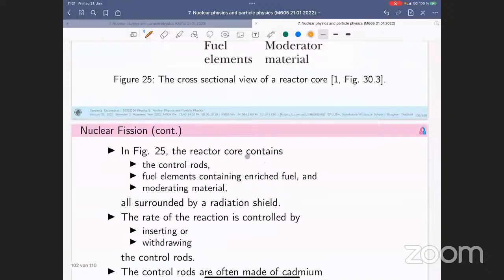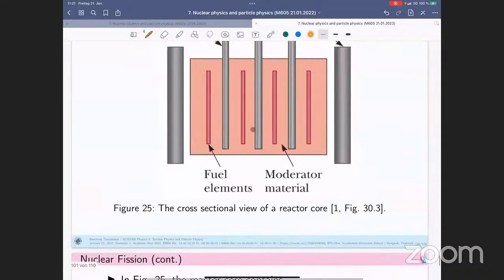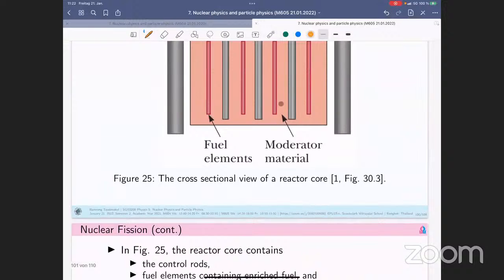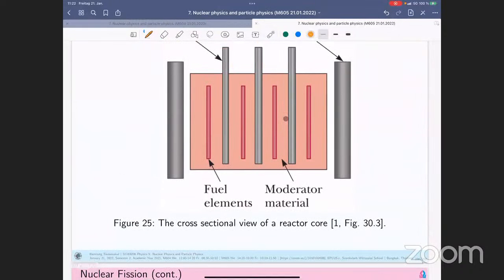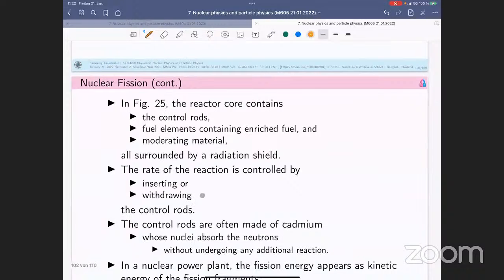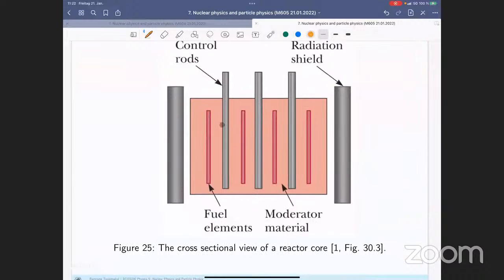The reactor core contains the controllers, this one. The fuel element, the red one, contains uranium-235, and the moderating material is this one, to control the fission process rates, so that there will not be too many neutrons inside the system. You can control the number of neutrons by using moderator material. The rate of reaction is controlled by inserting or withdrawing the controller. If you want more, just take out the controller.